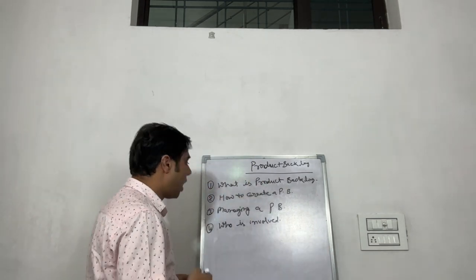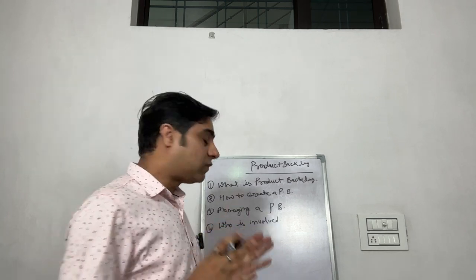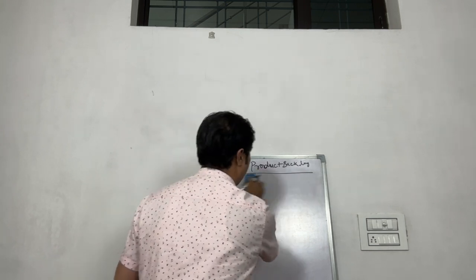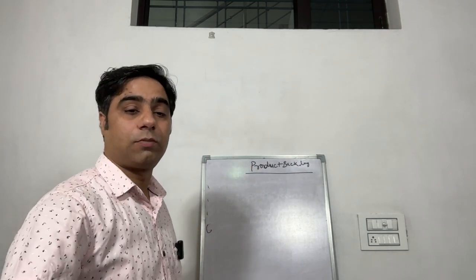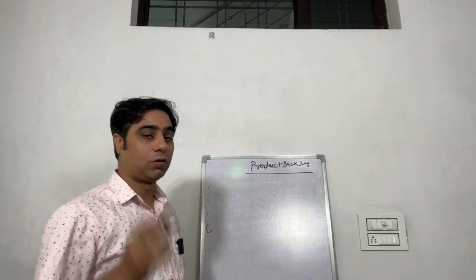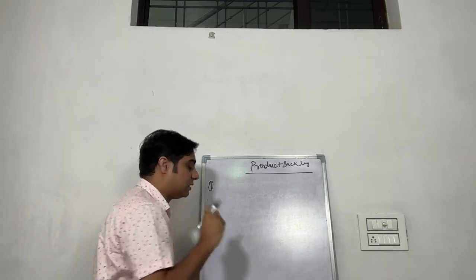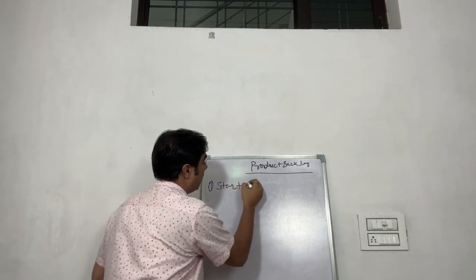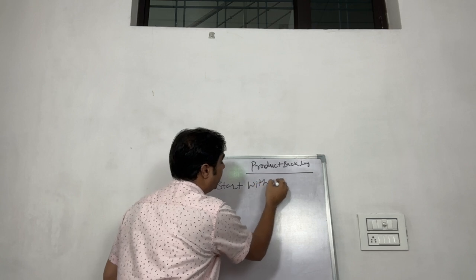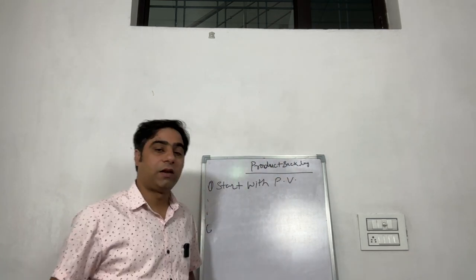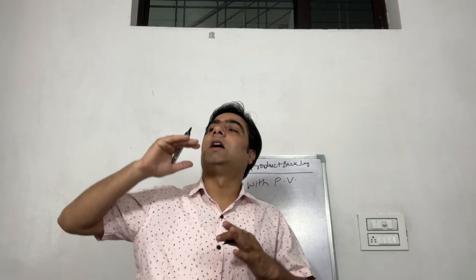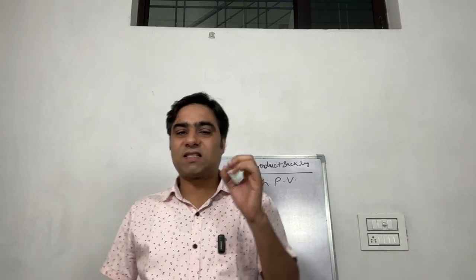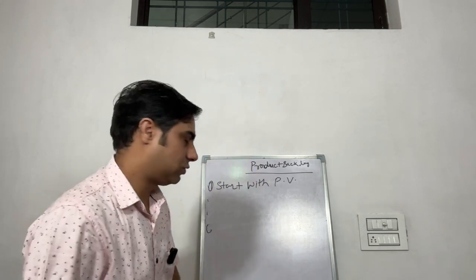Now let's discuss how to create a product backlog. In this video I'm going to tell you the step-by-step process by which you can create your product backlog. The first step is to start with the product vision. Because if you start with the product vision, then definitely the team will get the benefit. The team will know what we are going to build, how the things are happening, and all these things. So the first thing you should start with is the product vision.